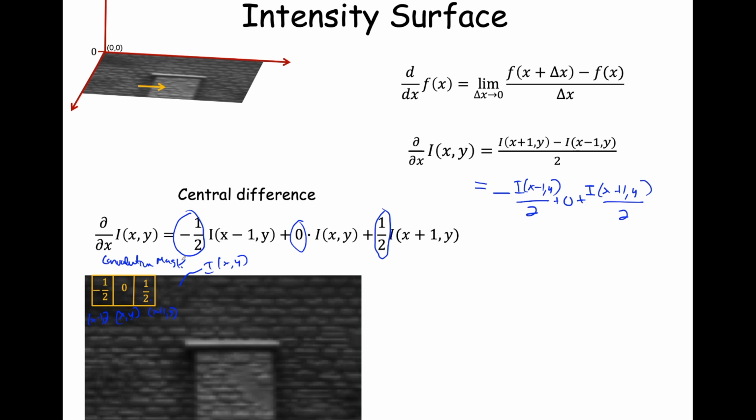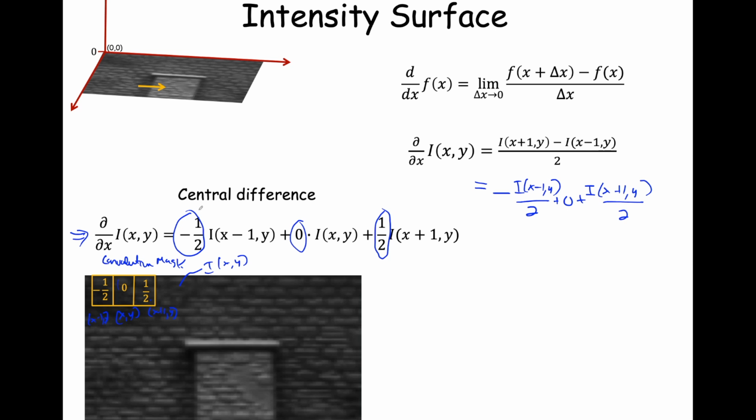comma y. And so if we take the product of each one of these values in our convolution mask with the pixel that it sits over, if we were to place this 3-pixel wide mask over the image, this result, this weighted sum, 1/2 times I of x minus 1 comma y, plus the 0 times whatever the intensity surface is at that coordinate, plus 1/2 times whatever the intensity surface is at that coordinate, the resulting sum of those terms is exactly the value of this partial derivative.